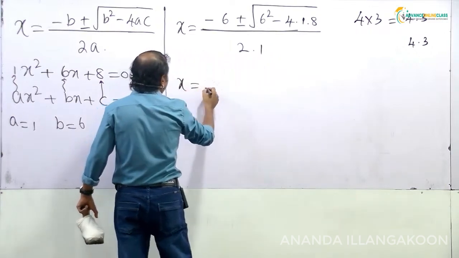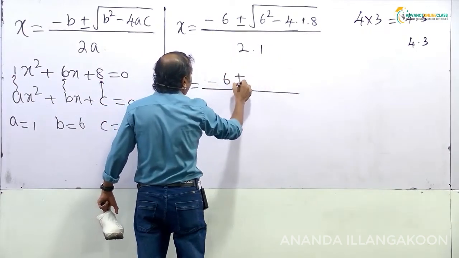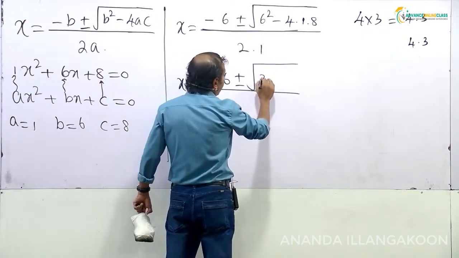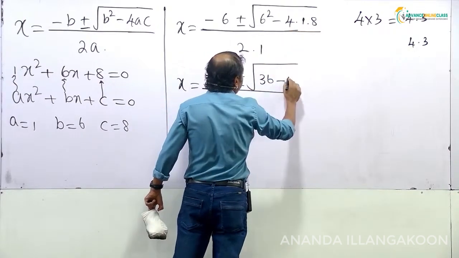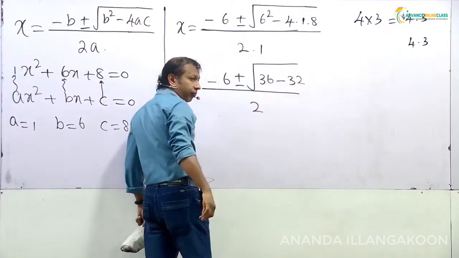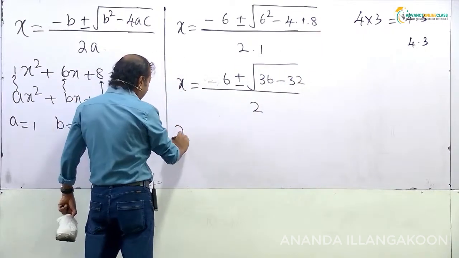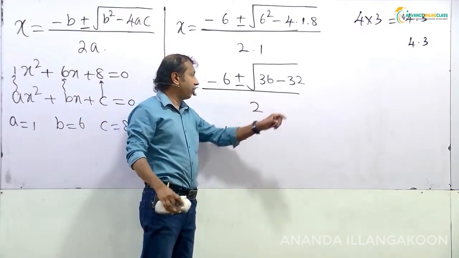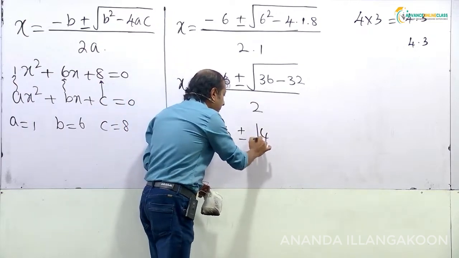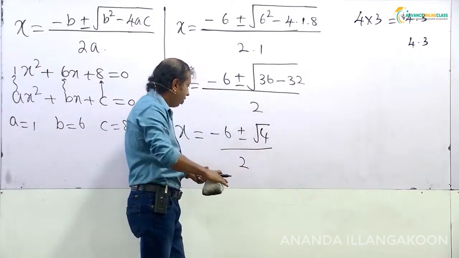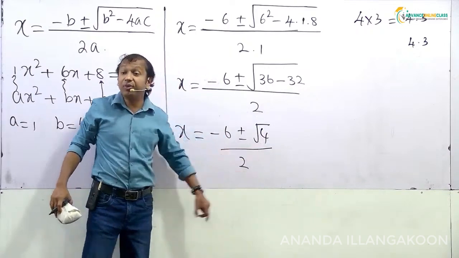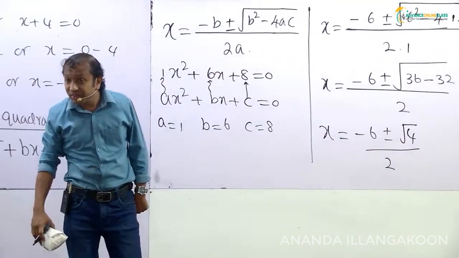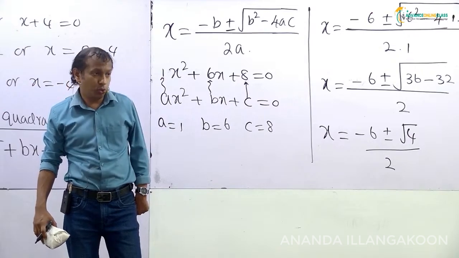Now we can simplify. Here minus 6 plus or minus square root. You know 6 to the power 2 means 6 into 6, 36. Minus 4 into 8 is 32. 2 into 1 is 2. Okay, right. Now we can write here, people, minus 6 plus or minus. Here what do you get? 36 minus 32 is 4, divided by 2. What is the root of 4? Square root of 4 is what, people? 2. Yes, 2. Okay?